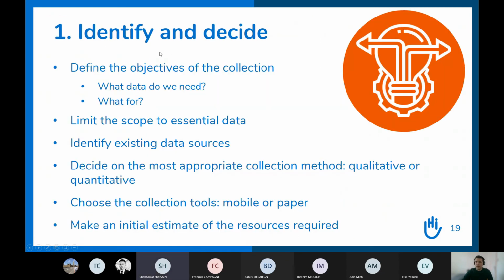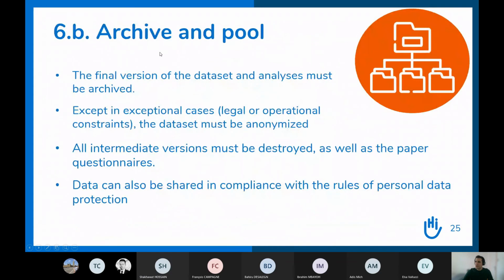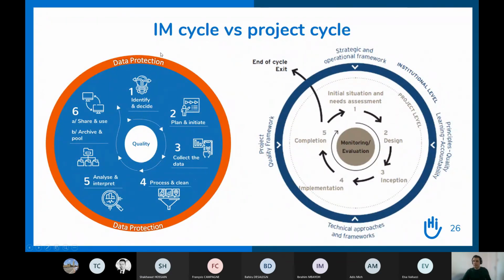Okay, great. So just a quick word about the information management cycle and the project cycle. I'm sure that most of you know the cycle on the right. It's the HI project cycle. You have it in the PME policy, project planning, monitoring, and evaluation policy. So this is the project cycle. There are 5 steps: initial assessment, design, inception, implementation, and completion.